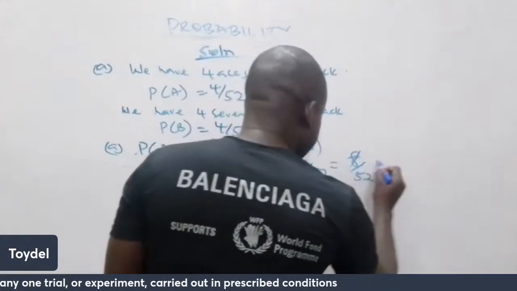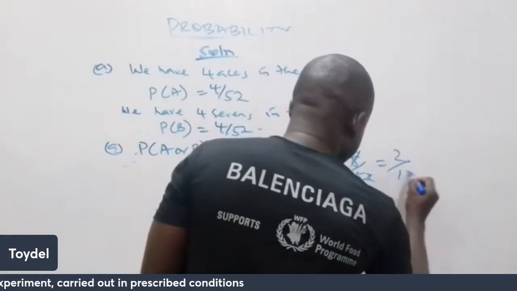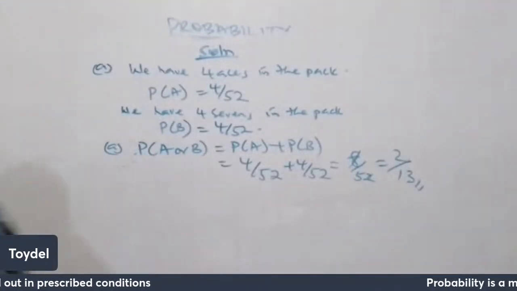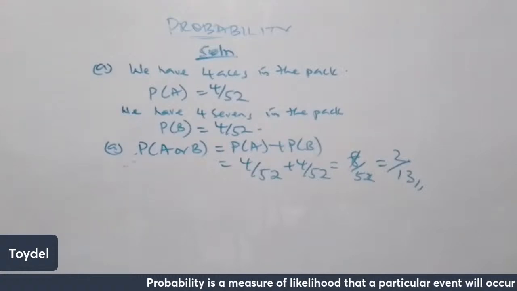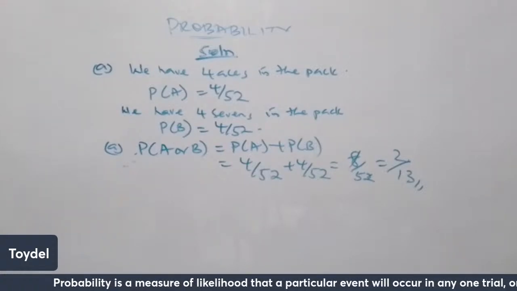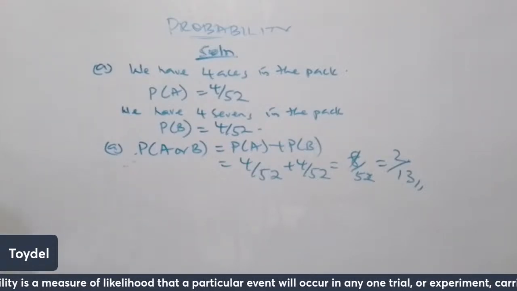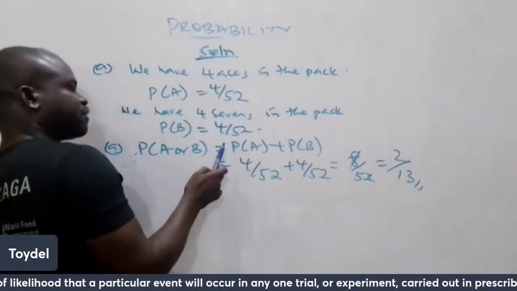Of course, 4 can divide 8. That's 2. 4 here, 13. So the probability is actually 2 all over 13. That is what we are going to get. So in this case now, they are mutually exclusive events. Events that cannot happen together. It's not possible to have an ace that is also 7.